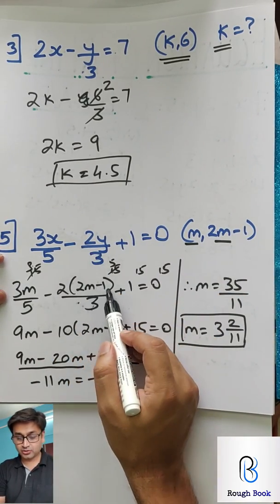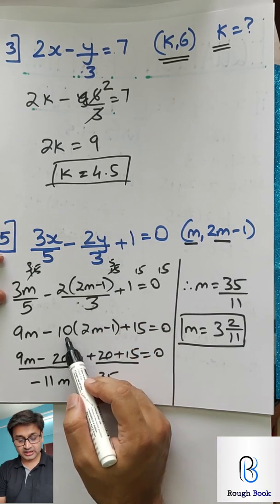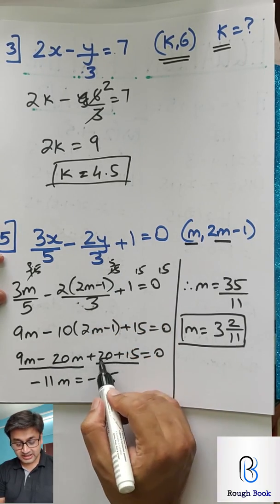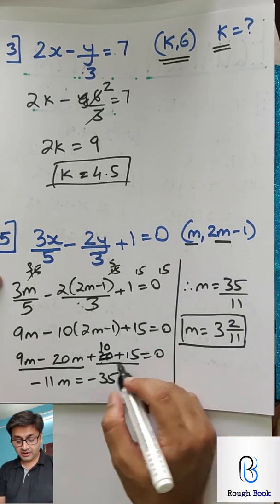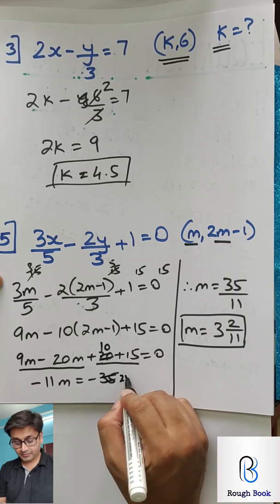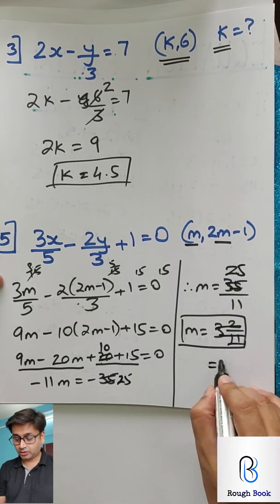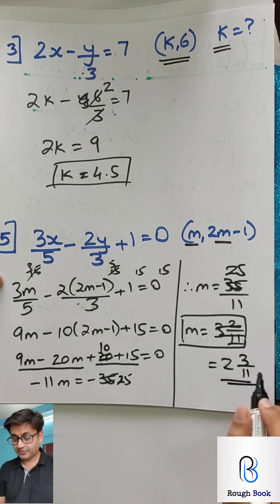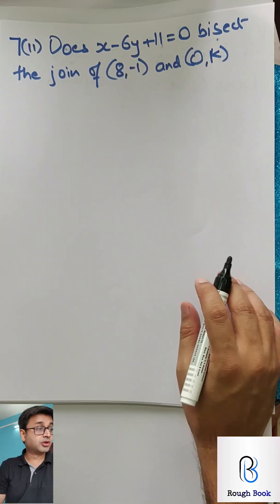This has 2 times 2m minus 1. Correct? 3 ones are 3, 5 2s are 10, 10 into 2 is 20, 10 ones are 10. Here we messed up. See, I messed up and I lost my mark. So this is 25, and since this is 25, this will be 2 3 by 11. One small error, the entire sum's gone. I'm so sorry. Let's go to the next one.